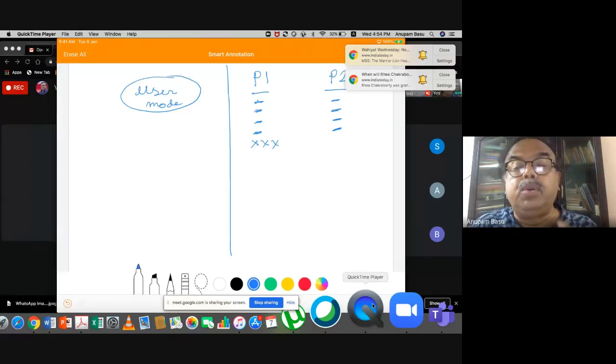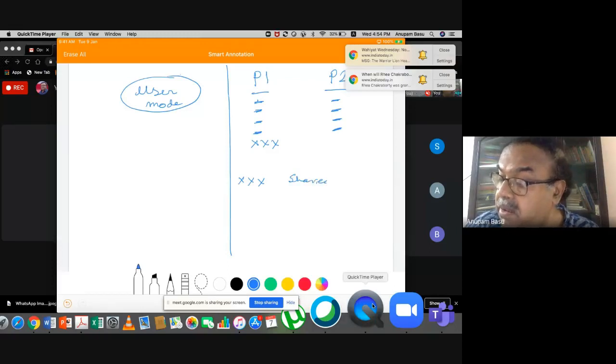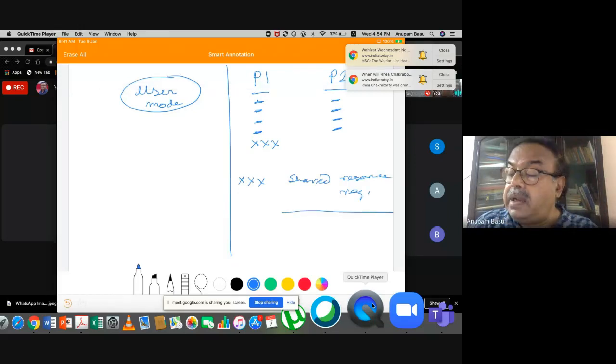Because both of them are asking for some shared resource. This XXX means some shared resource request. All right. Now, whenever such a request comes, then I have to fall back on Devaditya or the program manager. So I cannot simply start using this shared resource by myself.